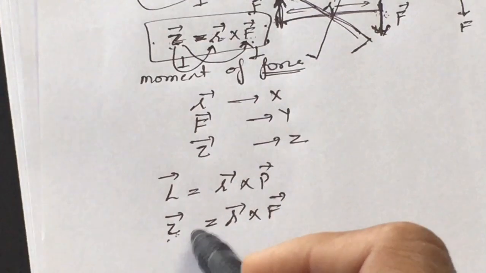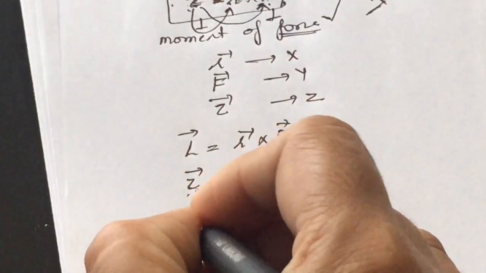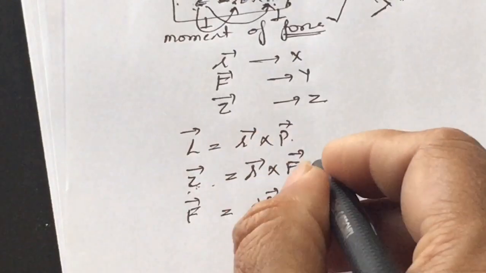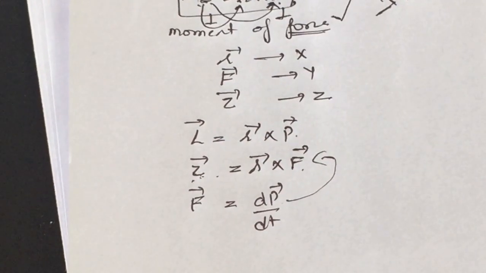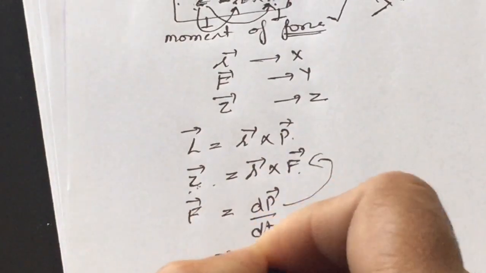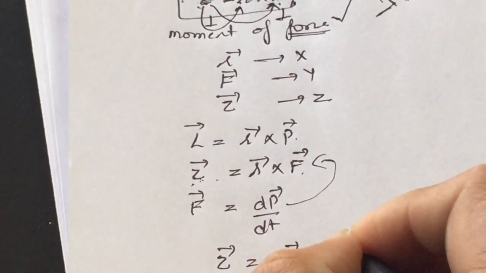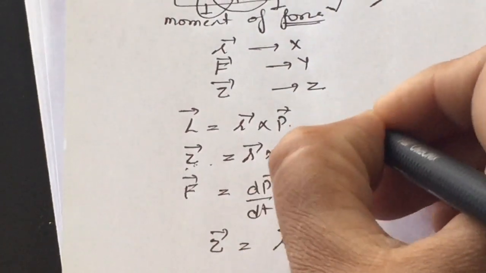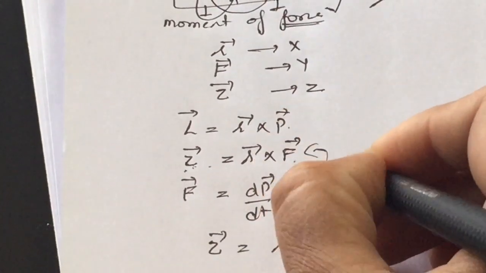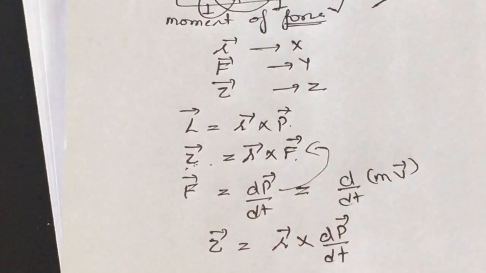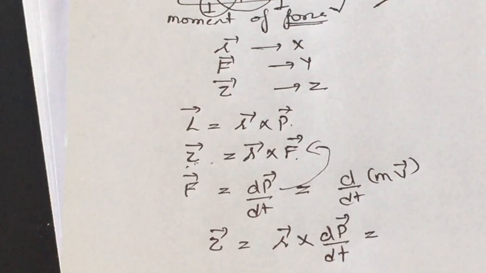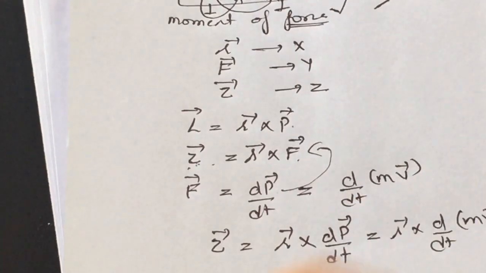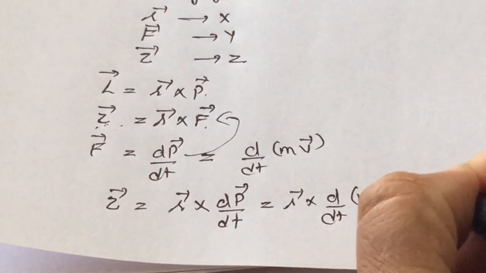From this relation we can change torque into the form of linear momentum, because from Newton's second law of motion, F is equal to dp upon dt. We can substitute this term in the above relation. Hence tau is equal to r cross F, and instead of F we can put dp upon dt, and instead of p we can put the value of p, that is m into v. So in our equation of torque we can put r cross d(mv) upon dt, and let us consider this is our equation number 1.